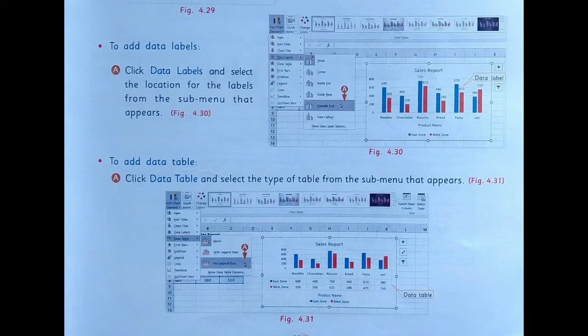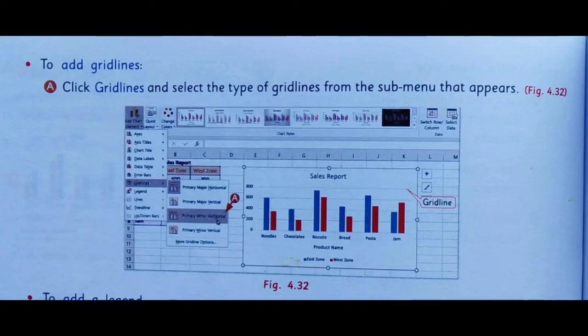To add data labels, click Data Labels and select the location for the labels from the sub-menu that appears. In figure 4.30 you can see. Then to add data table, click Data Table and select the type of table from the submenu that appears. You can see in your book how it works. In figure 4.31 you can see how the data table can be added. To add grid lines, click Gridlines and select the type of grid lines from the submenu that appears.